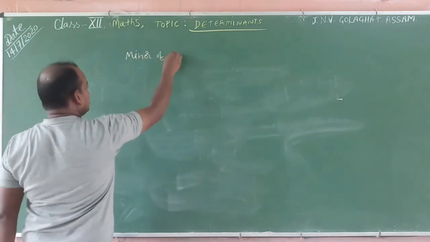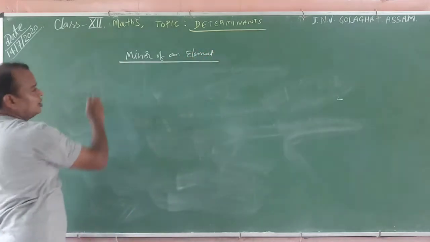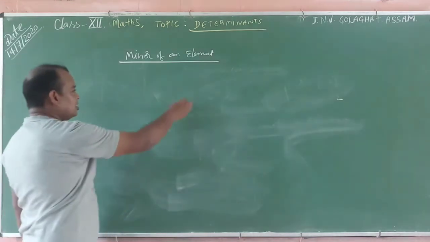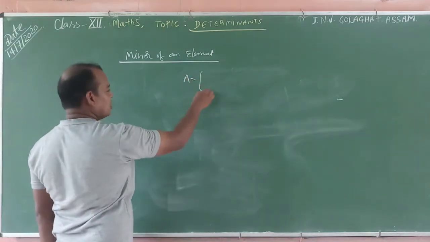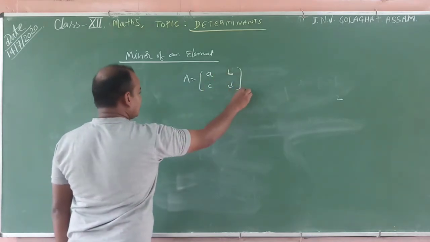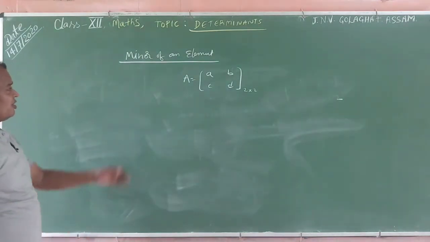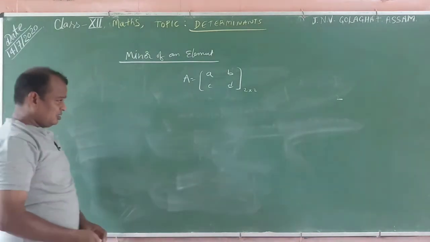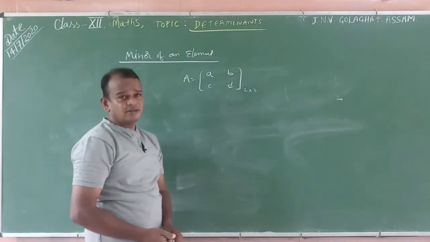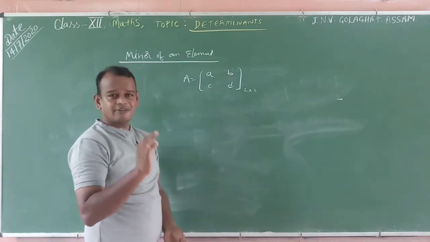Minor of an element in a given matrix. Suppose you take a square matrix a, b, c, d of order 2 by 2. Now we can find the minor of an element. A 2 by 2 square matrix, how many elements are there? 4 elements are there. We can find 4 minors. Every element has a minor.